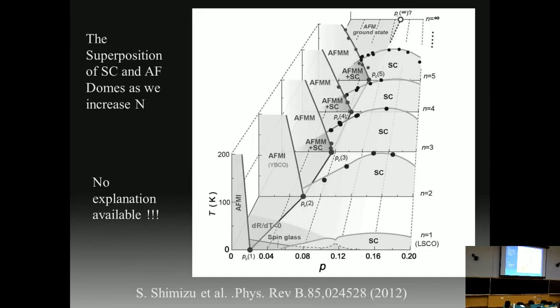So this is again another view. This is as the number of layers increases. You see that the superconducting dome comes closer to the antiferromagnetic dome and eventually they superimpose.